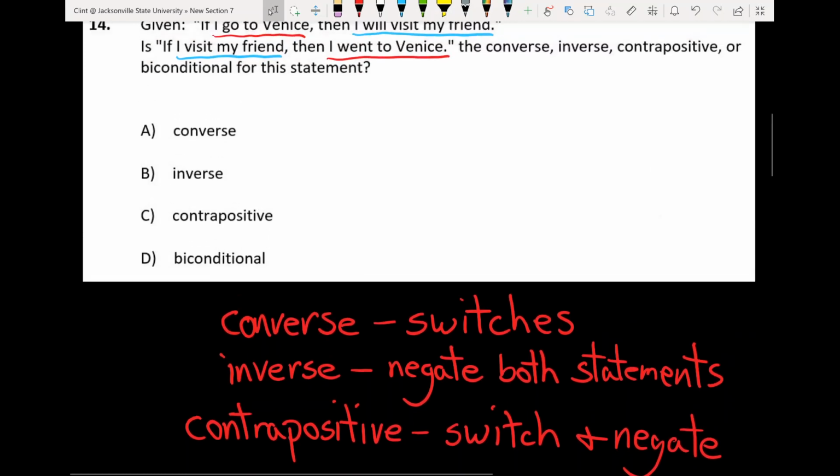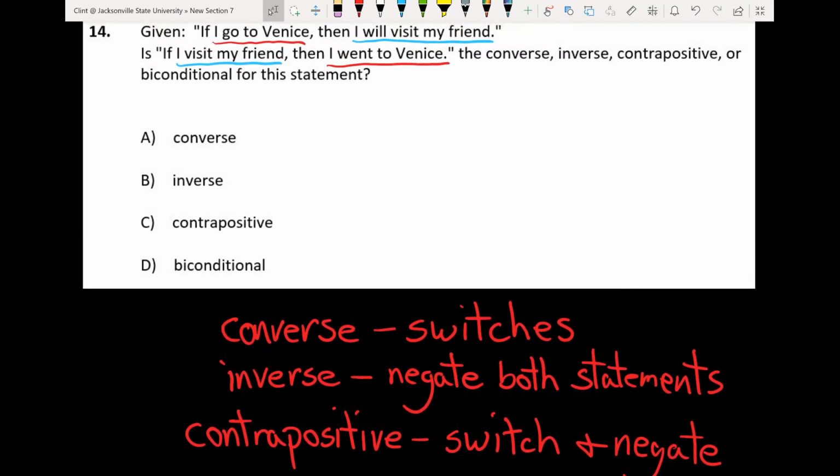Okay, so what's been done on this one? So we don't have any nots in there. Okay, so we haven't negated anything. Okay, so it's not going to be the inverse because we haven't negated anything. And it's also not going to be the contrapositive because we haven't negated anything. The only thing we've done is we've switched the first statement with the second statement. So we've just switched the order. So on this one, it's going to be the converse.